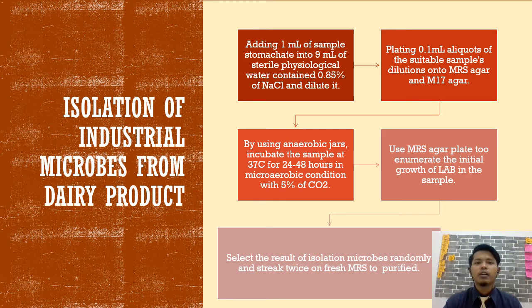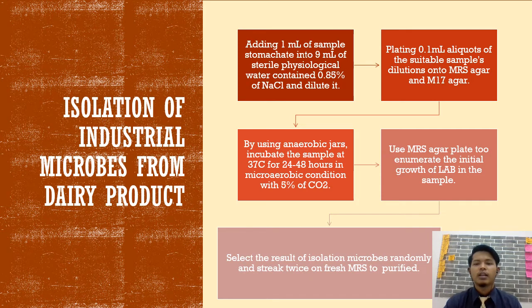Isolation of industrial microbes from dairy products. Add 1 ml of sample into 9 ml of sterile physiological water containing 0.85% sodium chloride and dilute it. Then plate 0.1 ml of liquid from suitable sample dilutions onto MRS agar and M17 agar. Using anaerobic jars, incubate the sample at 37 degrees Celsius for 24 to 48 hours in microaerobic condition with 5% carbon dioxide.